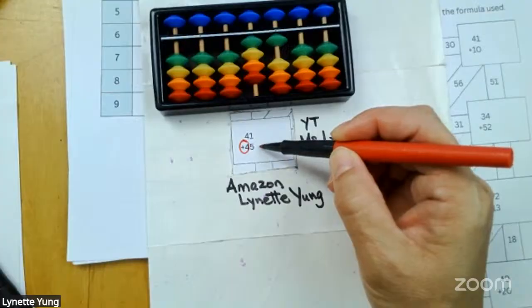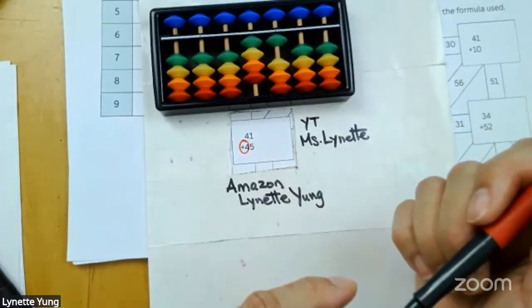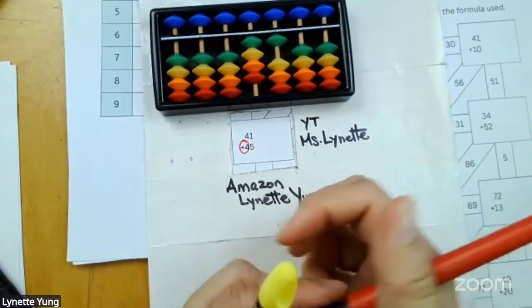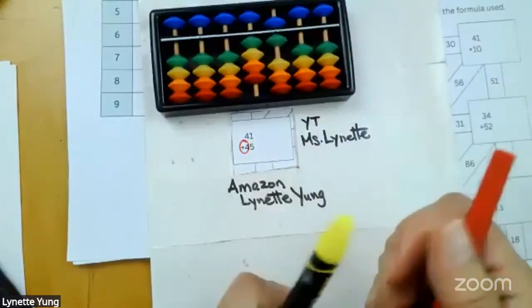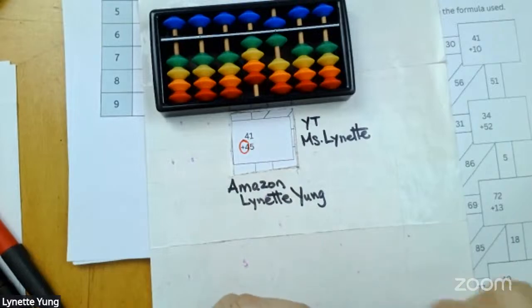86. He didn't write the formula. But he said it. Yep, he said it. Okay. And then you add the 5. So what is your answer? What's your answer, Abram? What's your answer? Wait, why does that say Amazon?